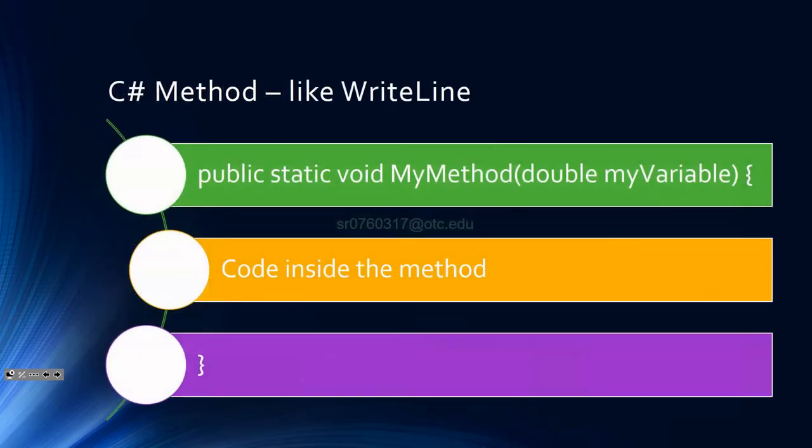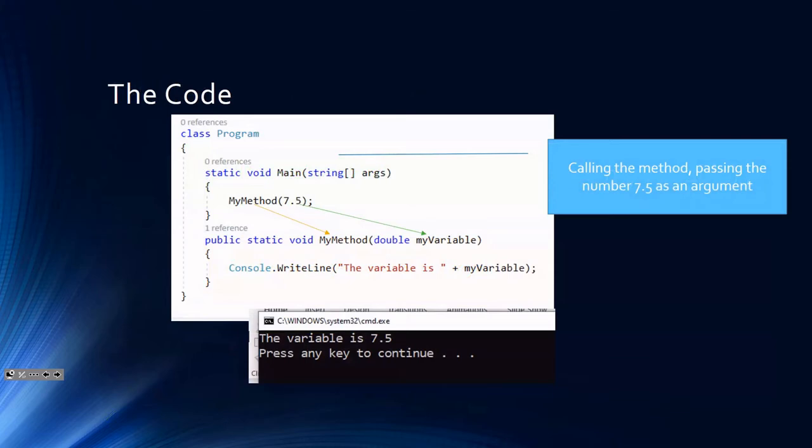So just like the write line has specific syntax, our method does also. And we can use any statements like that inside our method body. So here I've got my method header that ends with an opening curly brace. Then we have all of our method body, and then our closing curly brace is the end of our method. So just like our main method, we have to have our curly braces.